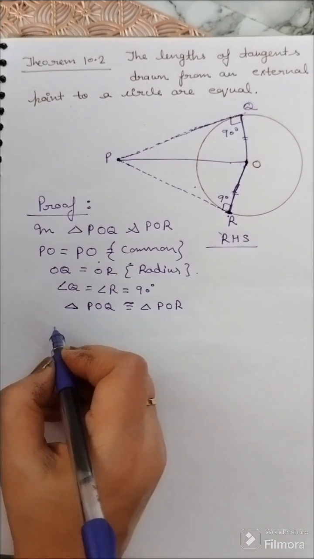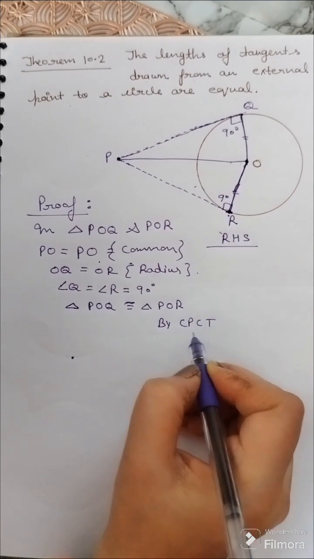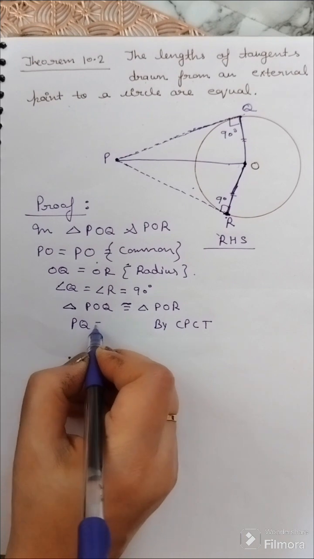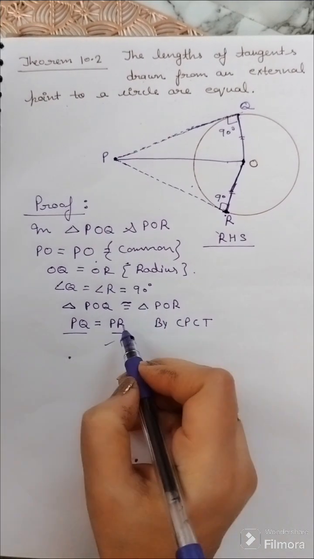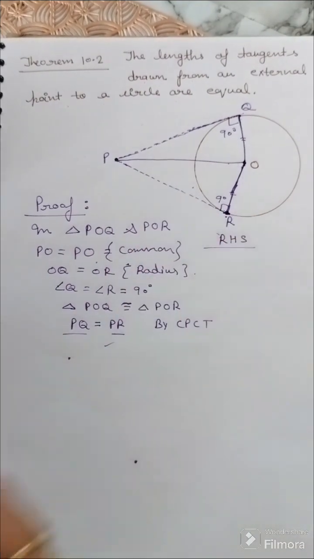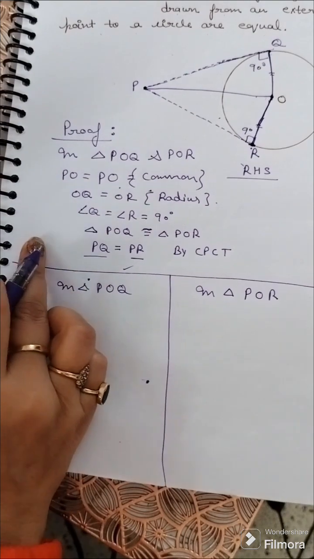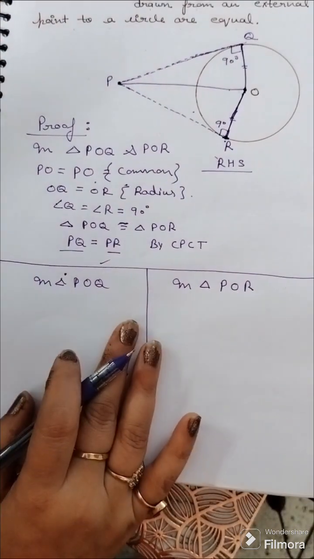and by CPCT we can say PQ should be equal to PR. So hence proved. This is what we were supposed to prove. So this was the first method. By congruency we proved this theorem. Now by Pythagoras also we can prove the same.